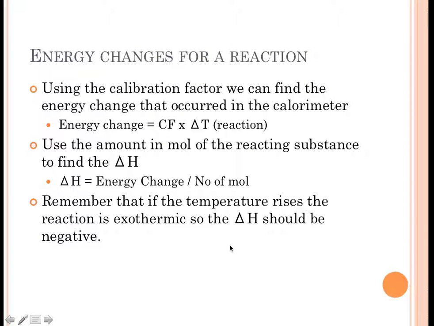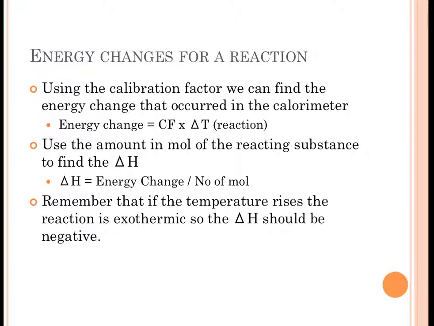We can then use that calibration factor to find out how much energy actually was transferred in our reaction. So we take our calibration factor and we multiply it by delta T of our reaction. So in that same calorimeter that you just calibrated, you now do a reaction, you're going to get a second change in temperature, and you multiply that by the calibration factor. And that tells us how much energy was released in that reaction, or taken in. You then divide that by the amount in mole of your limiting reagent, and that will tell you your delta H per mole.